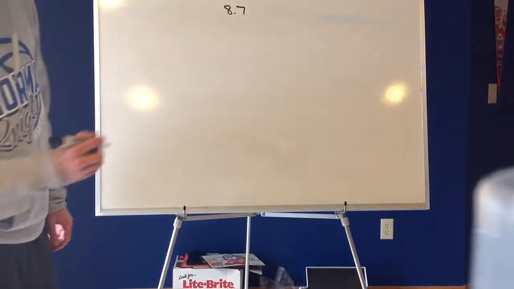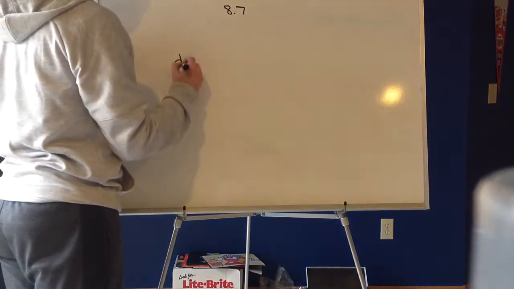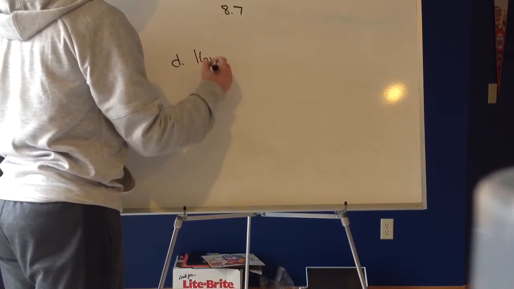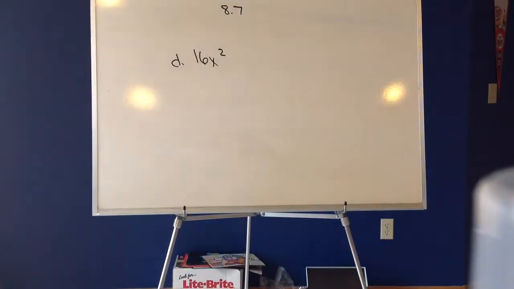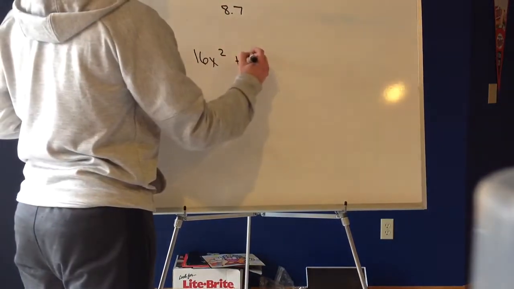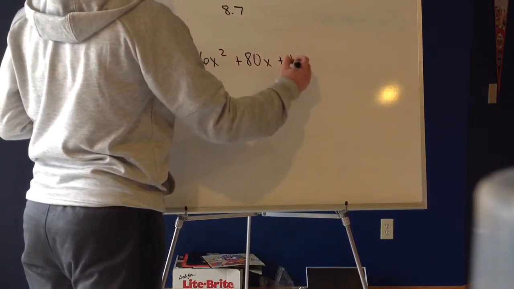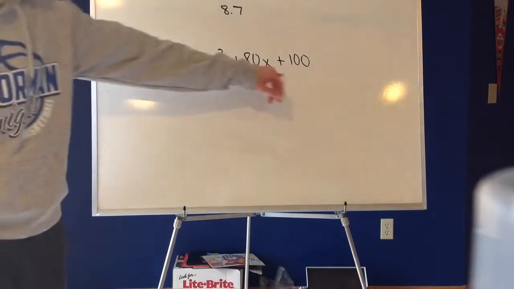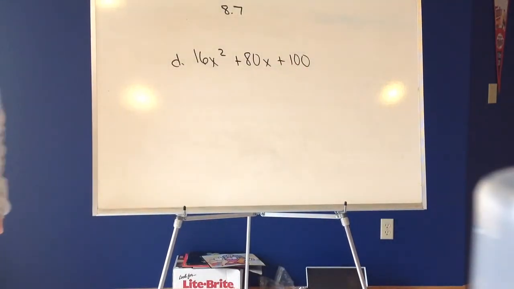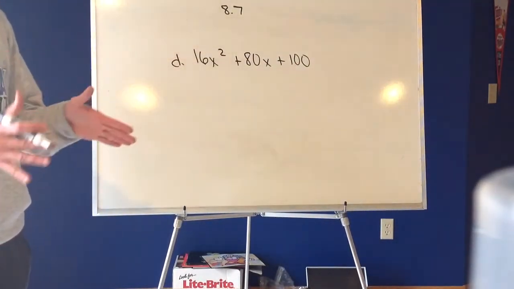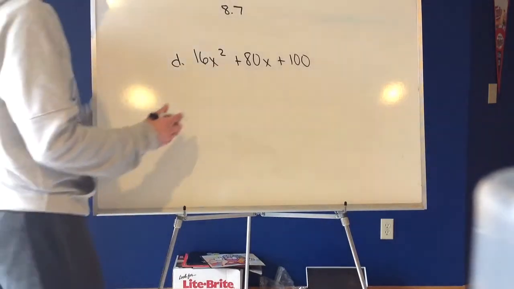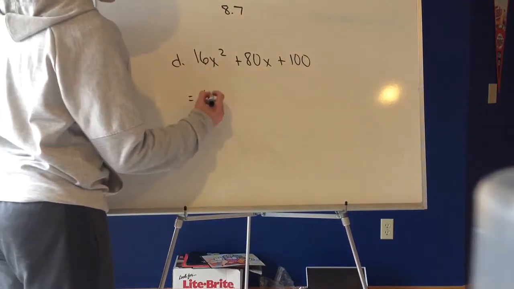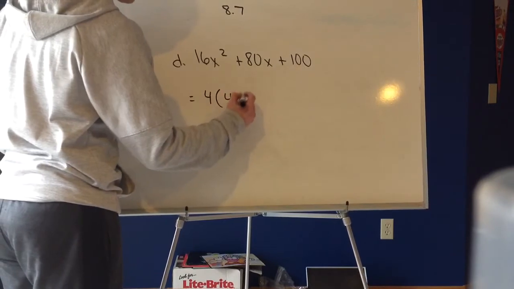is 16x squared plus 80x plus 100. Now some of you might go, hey look, they're both perfect squares. You're right, but GCF has to happen first. If you have both of them, you always do GCF first. Okay, so I need to pull a 4 out first.